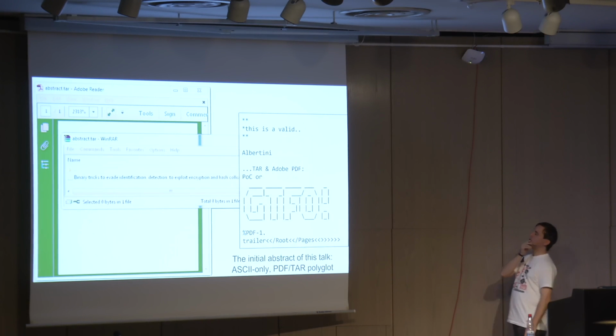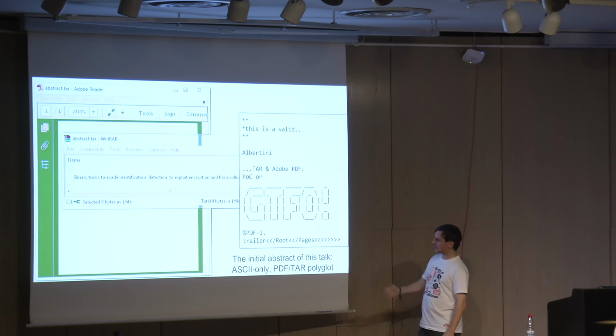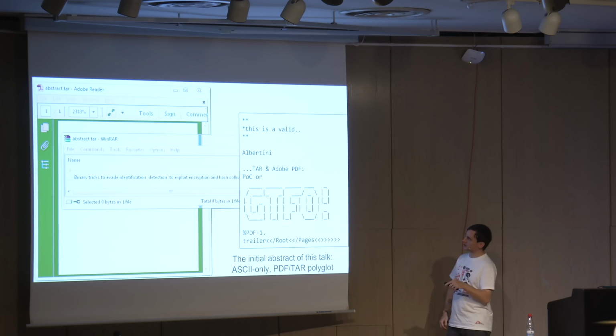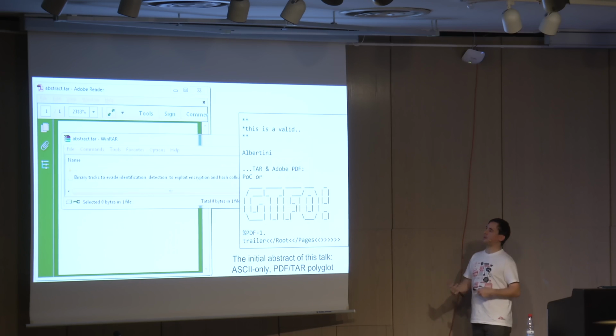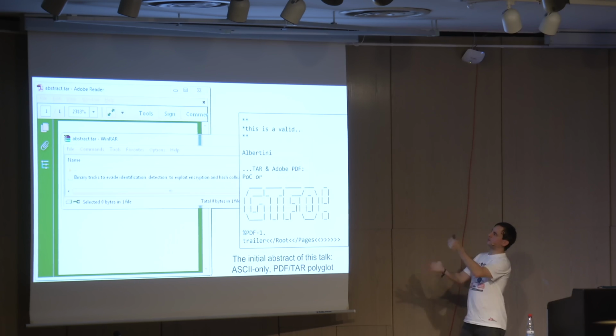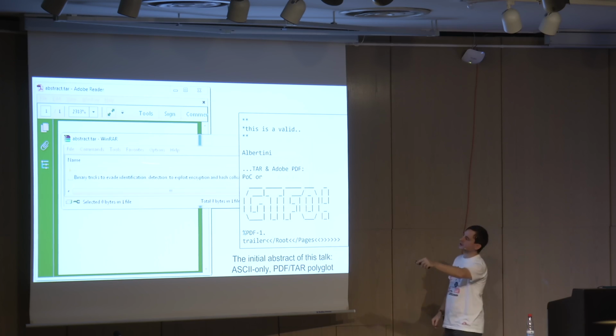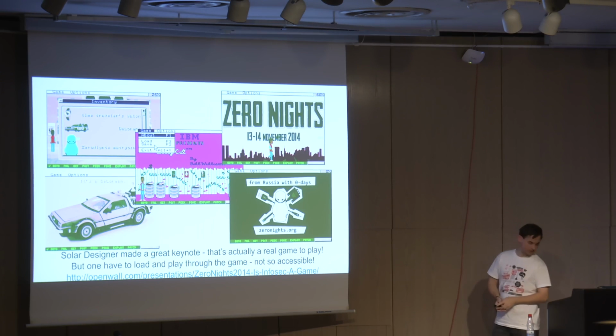The abstract of that talk was initially ASCII only, because an abstract needs to be ASCII only, and a PDF-tar polyglot with some ASCII art. So that's probably why people were afraid to actually check my abstract in the first place. But the FAR plan removed all the new lines, so I went back to a standard abstract. But that's the file name of the tar archive.